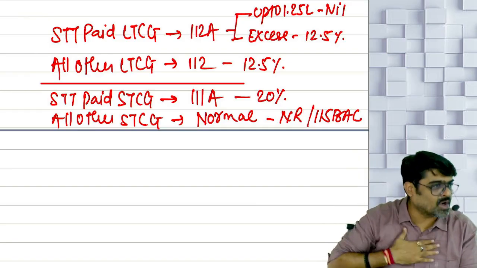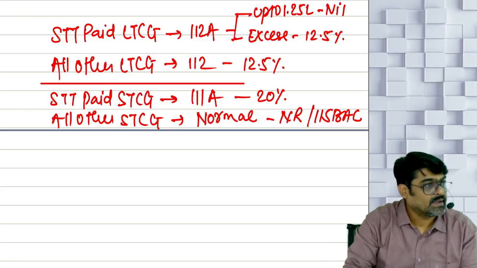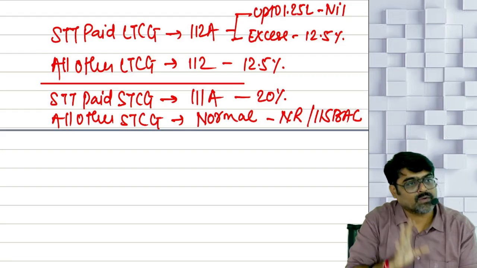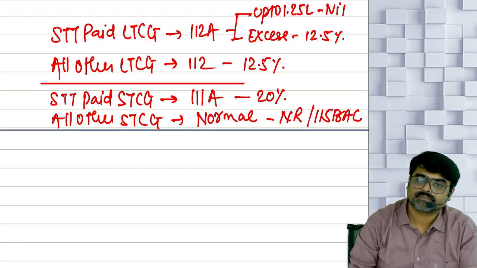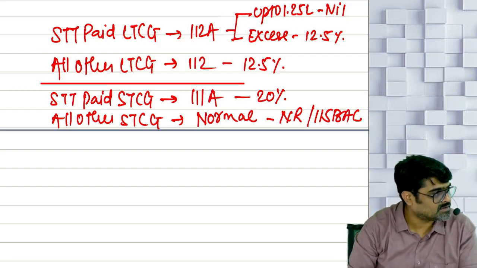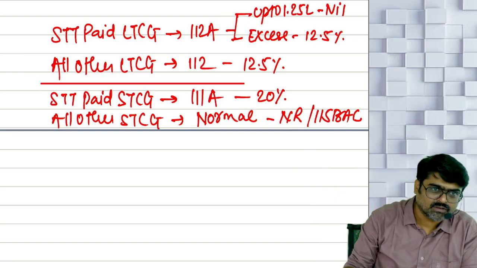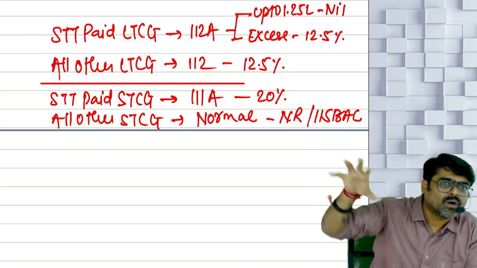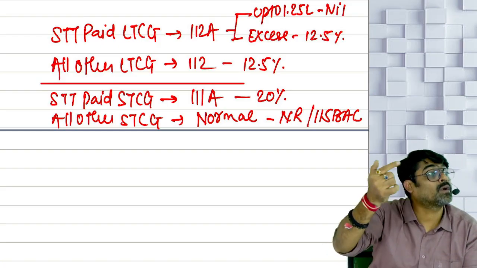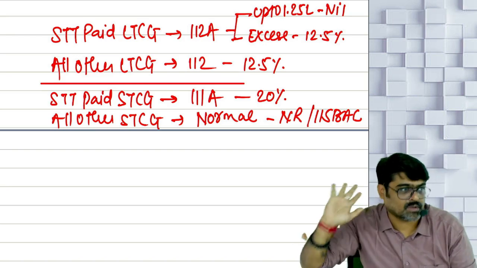So till the time I am not telling you that the gain is under 112A or 111A, every long-term gain will go to 112 and every short-term gain will be normal. Yes or no? Now tell me, we were discussing which assets? Intangible assets. When you buy and sell intangible assets, do you pay STT? Do you transfer them through recognized stock exchanges? So they are others, not STT paid. If long-term gain, then it comes to 112, taxable at what rate? 12.5%. And if short term, then normal, taxable at normal rates.